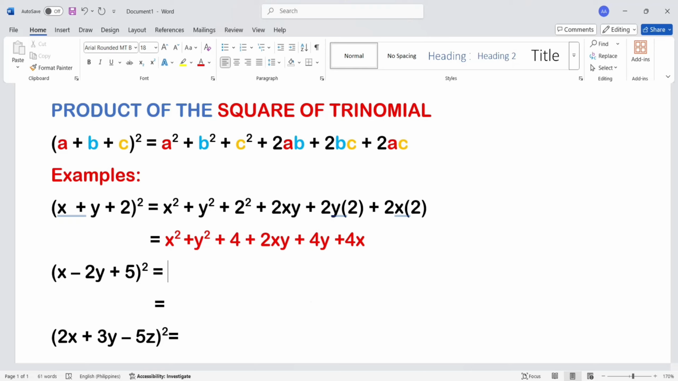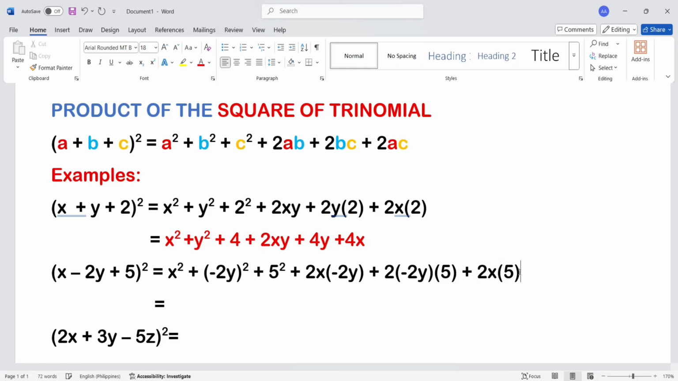So to get the product of the square of trinomial, we square the first term, which is x squared, plus the square of the second term, which is negative 2y squared, plus the square of the third term, which is 5 squared, plus twice the product of the first and the second term, plus twice the product of the second term, negative 2y, and the third term, which is 5, and plus twice the product of the first and the last term.